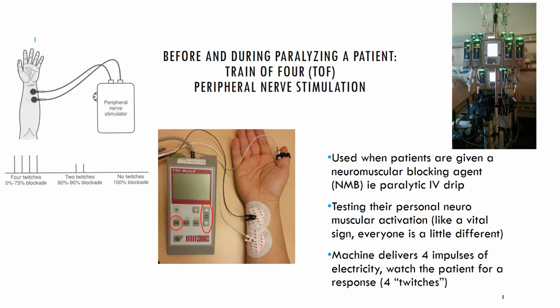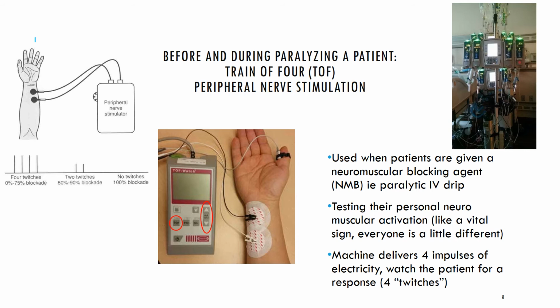Now, let's say we deliver 4 impulses by hitting that train of 4, or that TOF button, and we see no twitches in their hand. So you turn up the milliamps a little bit. Maybe we go up to 40 milliamps. We look at their hand again, hit the TOF button, no twitches. You turn it up again, maybe all the way up to 100 milliamps. Still no twitches in their hand. This patient is completely paralyzed. We have 100% neuromuscular blockade.